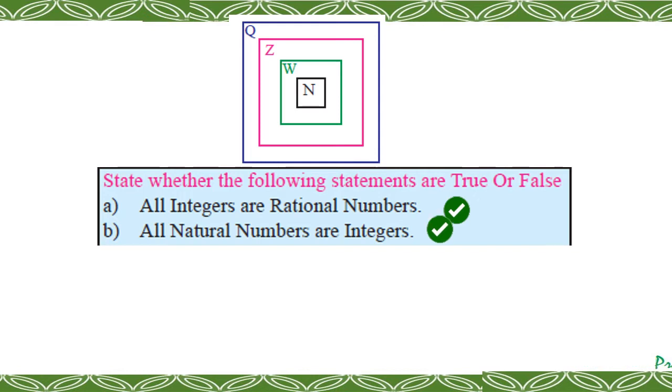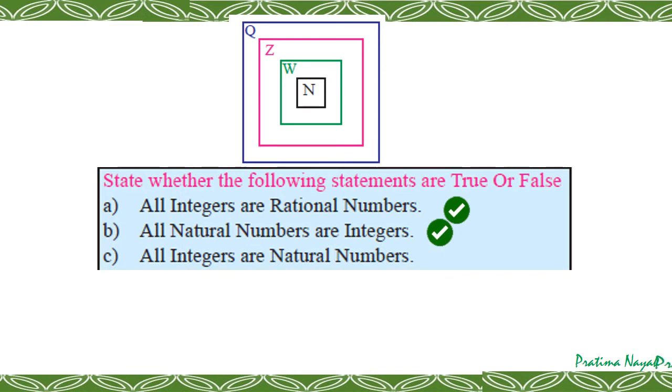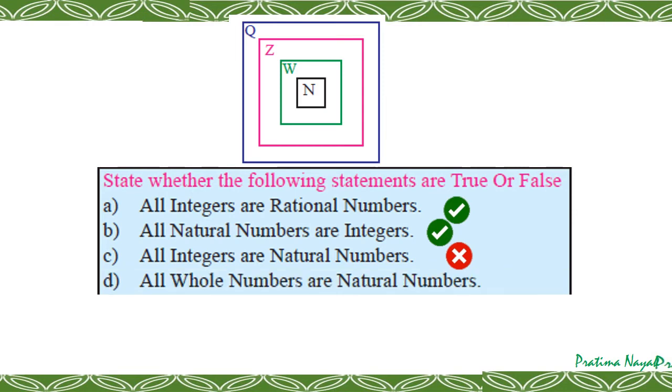Next statement: all integers are natural numbers. Can minus 2 be a natural number? No. So it is false. Next statement: all whole numbers are natural numbers. Can 0 be a natural number? No. So it is wrong. It is false.